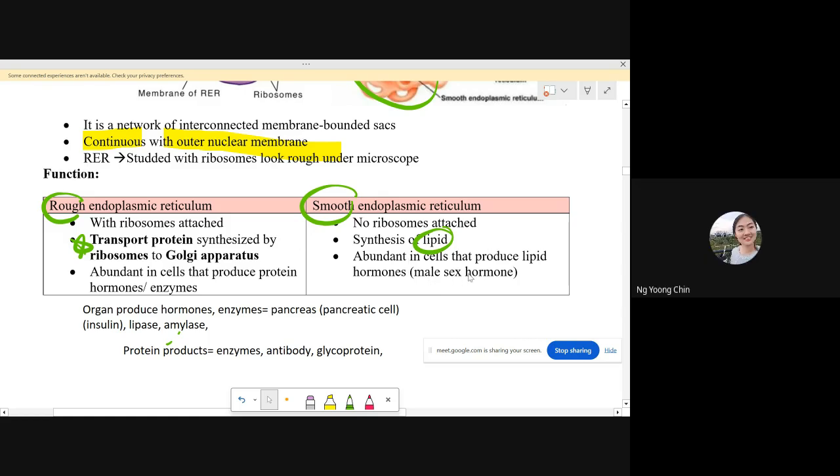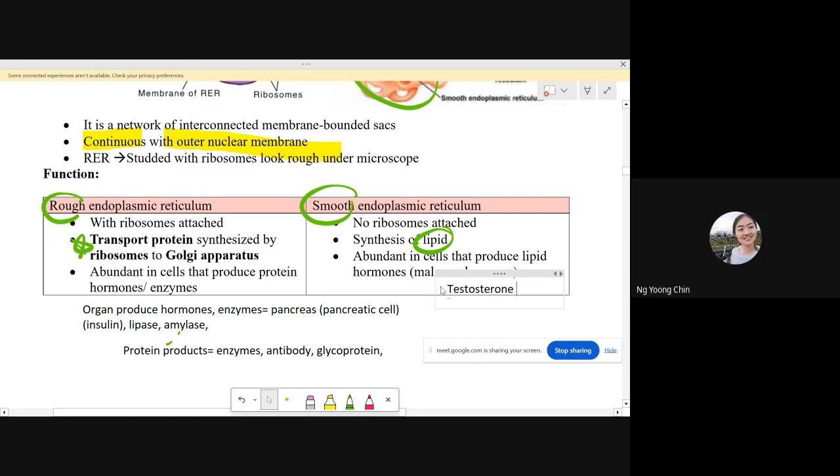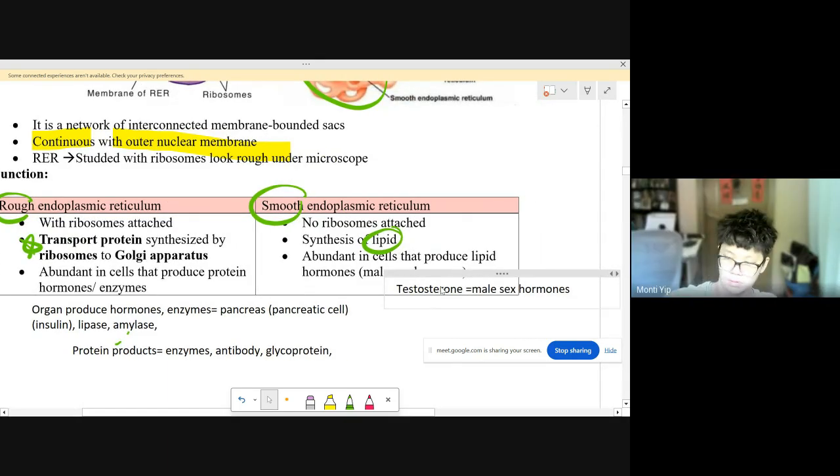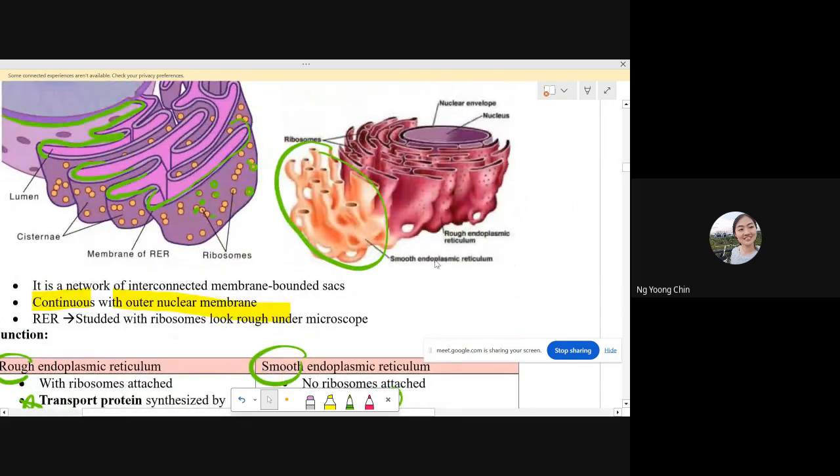For example, male hormones. I'm not sure you have heard about this hormone before: testosterone. It's a kind of hormone. So Monty, you will have it because you are male, right? Testosterone is a hormone made of lipid, and this lipid is produced from the smooth endoplasmic reticulum.